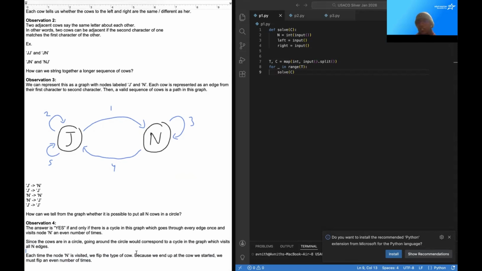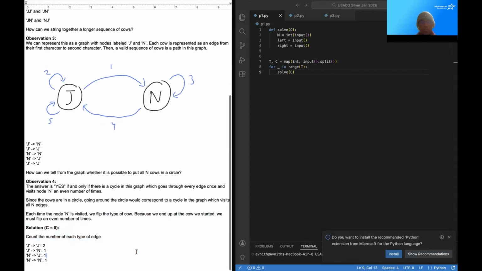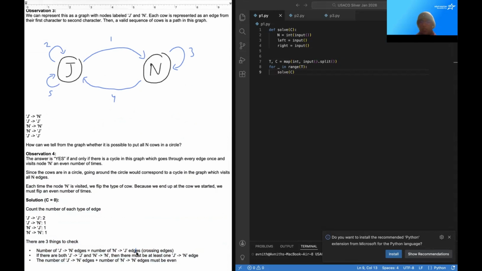With these conditions, we can find a solution for the subtask where c equals 0. If we don't need to print a solution, we just need to print yes or no. First, we count the number of each edge using a dictionary or a map. Then there are three things we need to check to verify this path exists. The first is that for the edges that cross over from J to N or N to J, there must be an equal number of those. Since we have a cycle, we need to end up where we started, so there must be an equal number of edges in both directions.